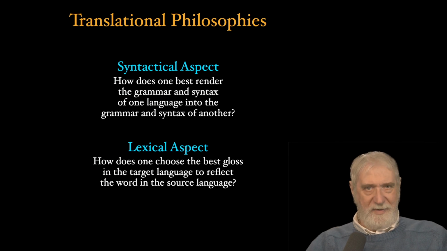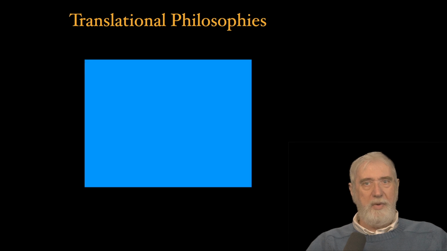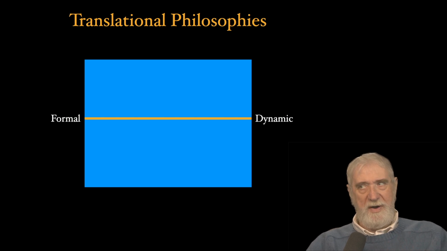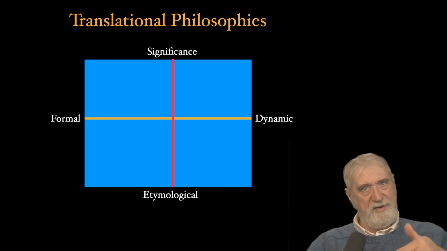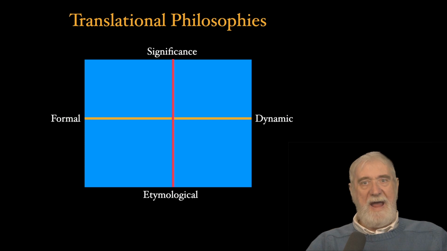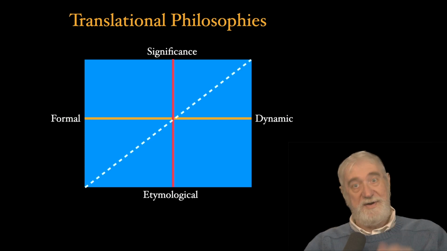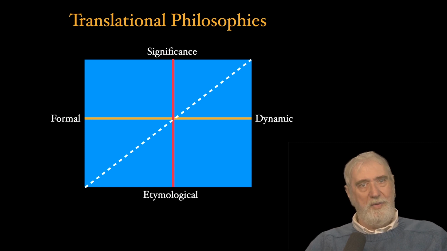Now, if we want to compare translations, we could create a chart, and on the chart, we could have a horizontal scale, which would compare the formal and dynamic equivalents of the syntactical translation. And then on the vertical scale, we could have a scale which represents the lexical choices between significance driven and etymologically driven. And when we combine these, we would end up with a diagonal. And on that diagonal, in relation to that diagonal, we could place where modern translations fall.